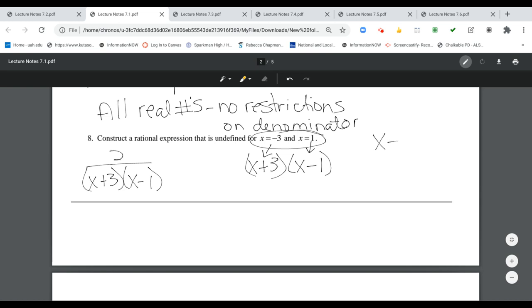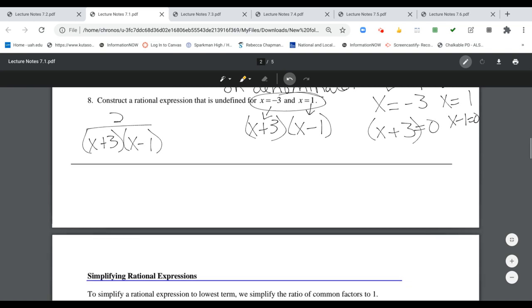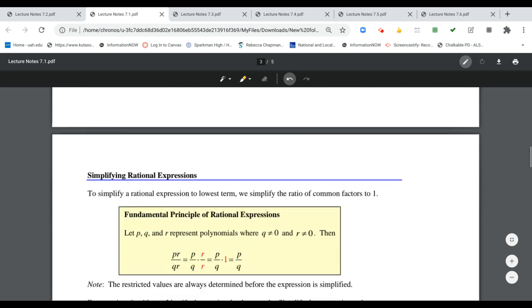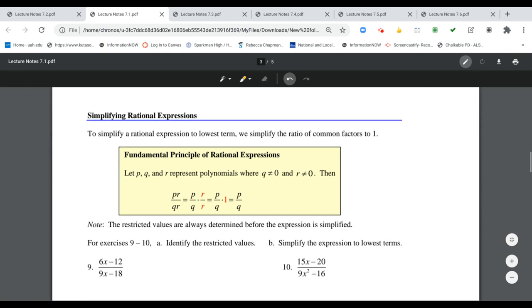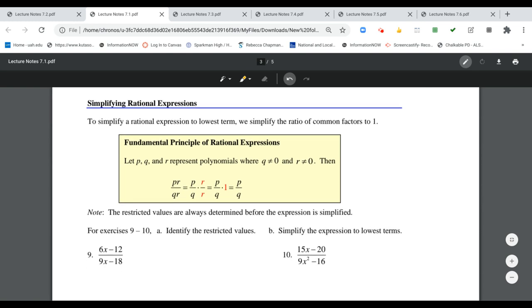So all I did is I worked this problem backwards. I added 3, x plus 3, set it equal to 0. And I worked backwards. I subtracted 1, x minus 1, and set it equal to 0. So there are my two factors. So I'm just working the problem backwards. Your car can't always go forward. You are in drive, you have to put it in reverse sometimes. So sometimes we do have to work some problems backwards from time to time.